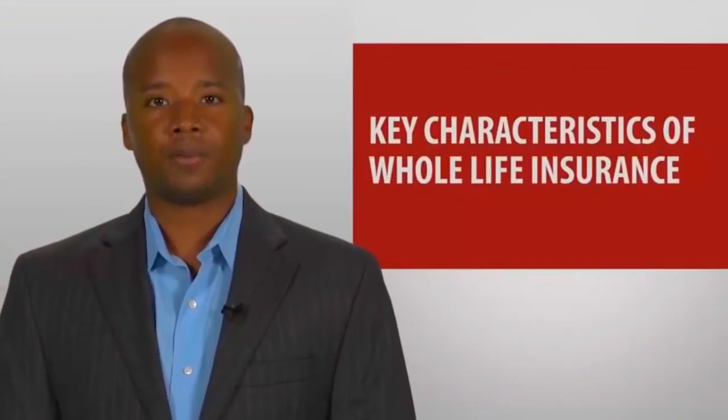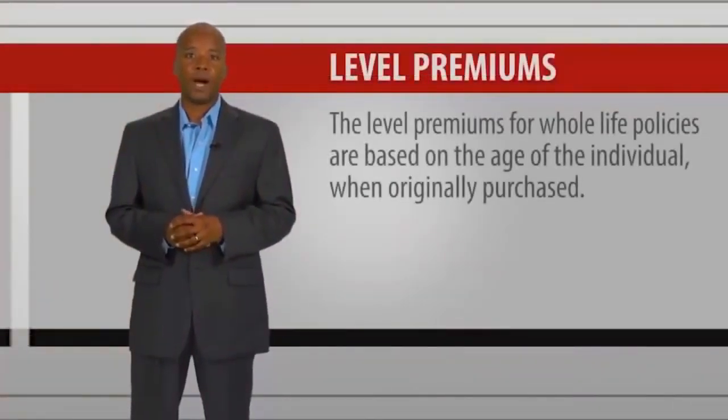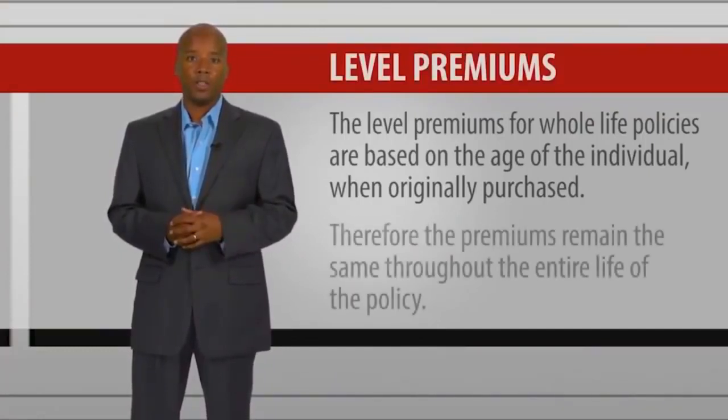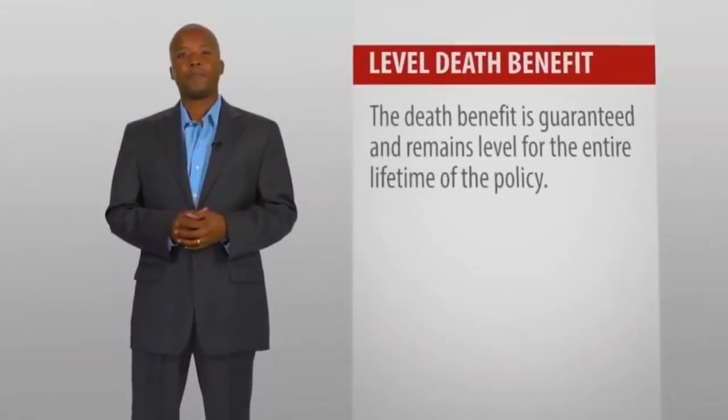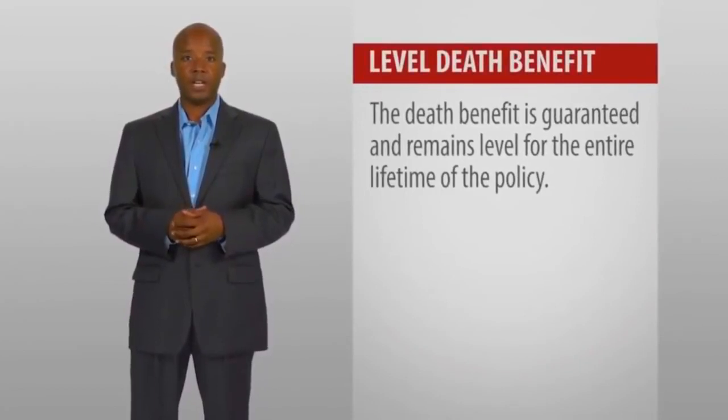The following are key characteristics of whole life insurance. Level premiums. The level premiums for whole life policies are based on the age of the individual when originally purchased. Therefore, the premiums remain the same throughout the entire life of the policy. Level death benefit. The death benefit is guaranteed and remains level for the entire lifetime of the policy.